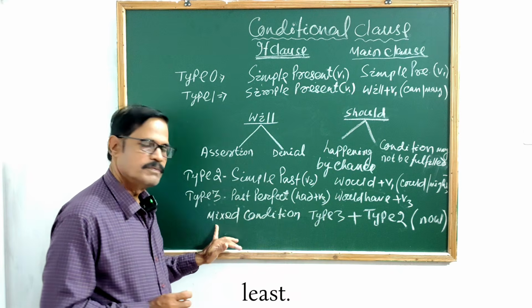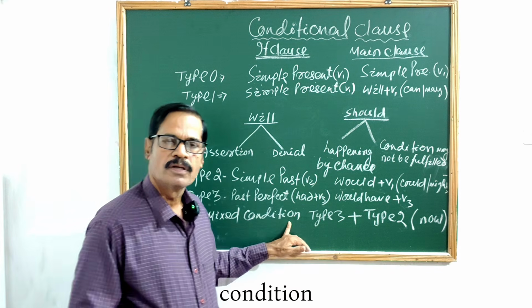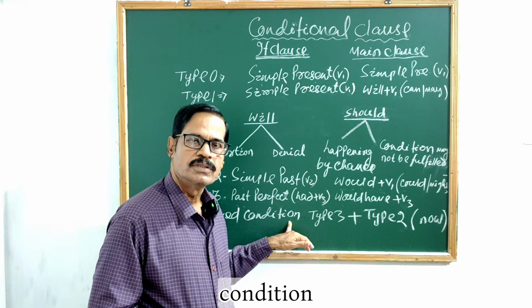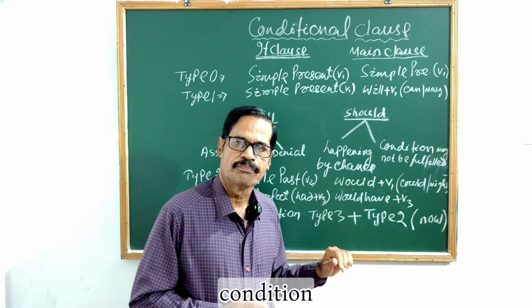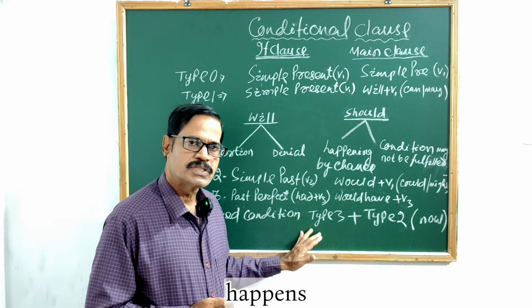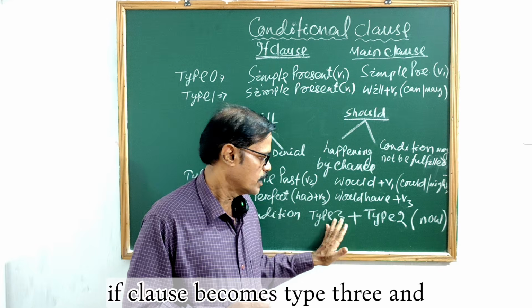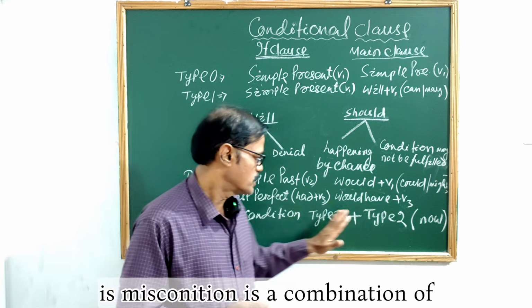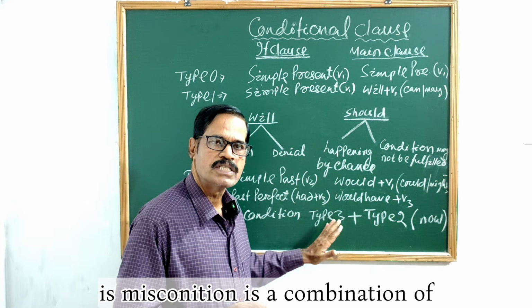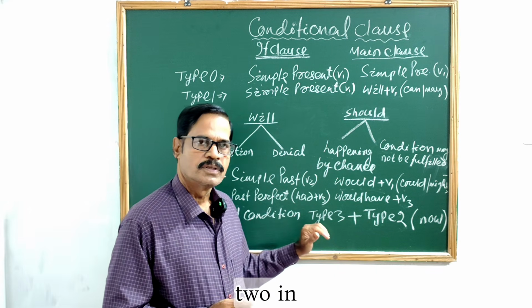Last but not the least is mixed condition. This is called mixed condition. So in this condition, what happens? The if clause becomes type 3 and the main clause becomes type 2. That is, mixed condition is a combination of type 3 and type 2.